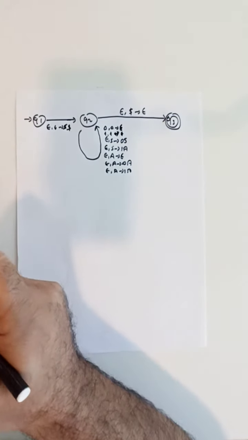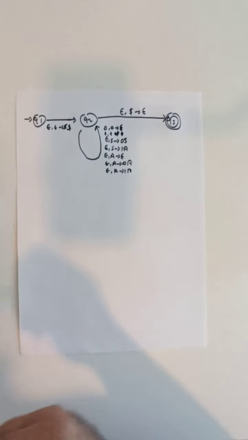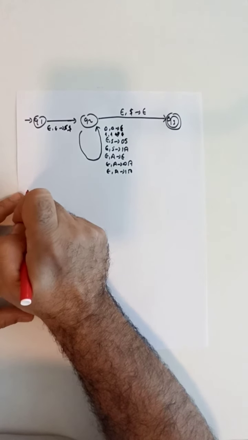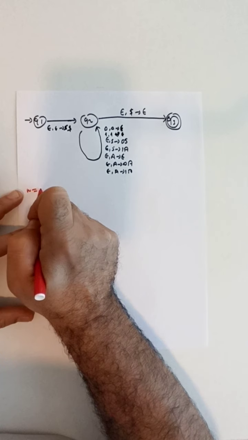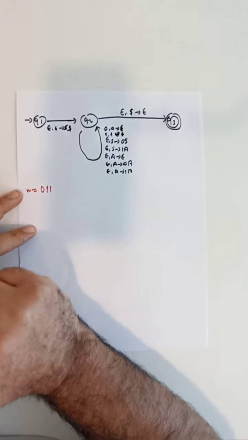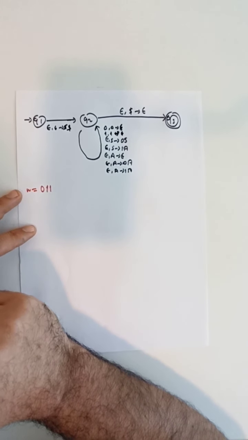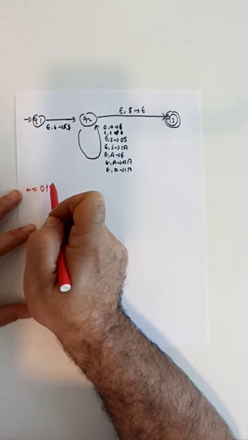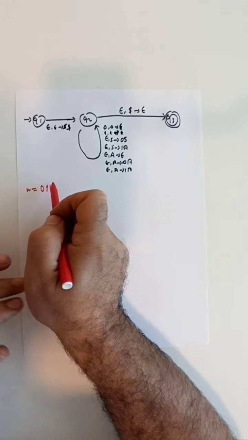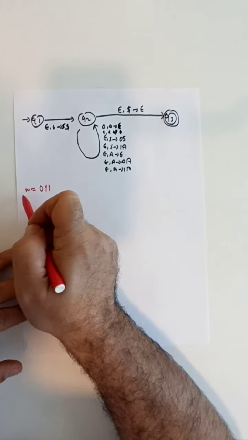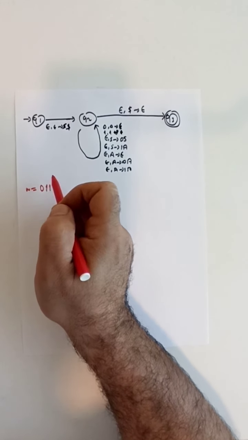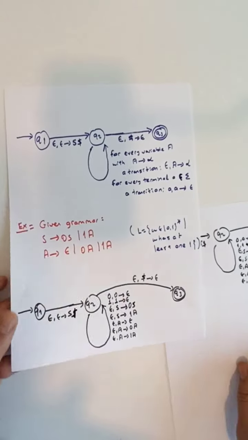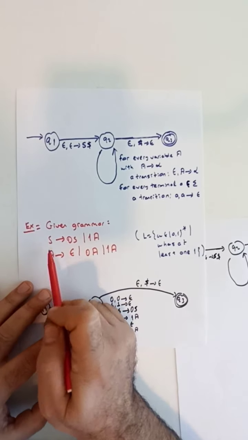Let's see how the simulating PDA works on a sample string. Let's say our sample string is w equals 0, 1, and 1. According to the rules of our grammar, such a string should be accepted. Okay, 0, 1, 1 should be accepted by this grammar.